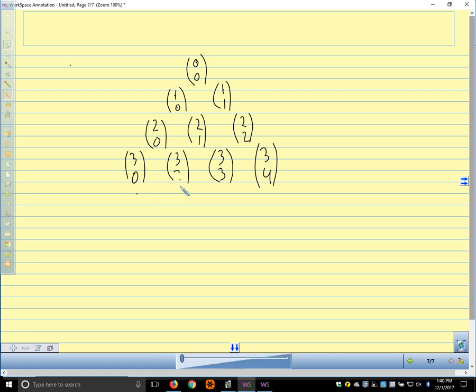Yes, sorry. Trying to go too fast. So what you can see here is that 1 choose 0, 2 choose 0, 3 choose 0, 4 choose 0, all of those are 1. 1 choose 1, 2 choose 2, 3 choose 3, 4 choose 4, all of those are 1. And then you get the same pattern as Pascal's triangle.